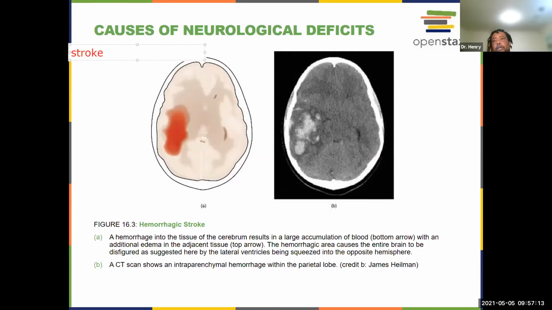So a stroke basically results from reduced blood flow, typically to a portion of the brain. There are two types of strokes that you could have. One of those could be a hemorrhagic stroke. In a hemorrhagic stroke, you have blood that starts filling up a cavity, the cranial cavity.